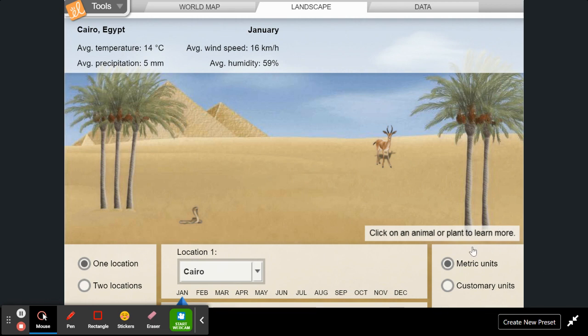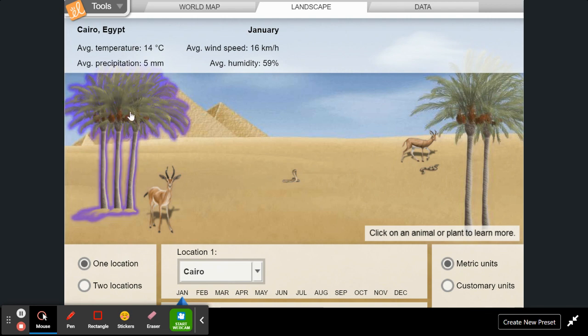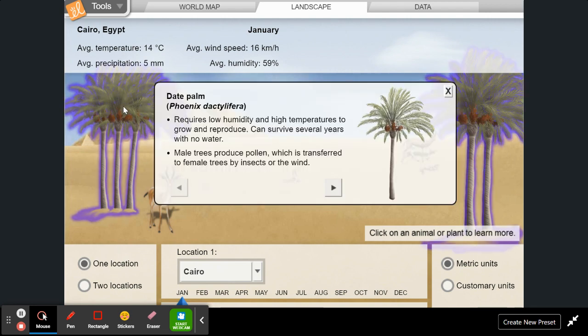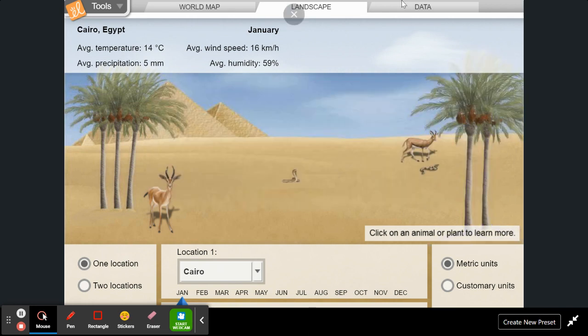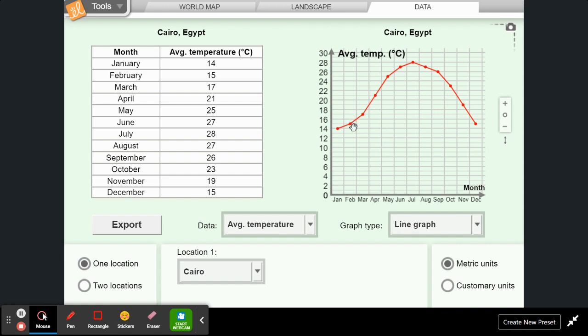I can look in metric or customary units at what is going on with average temperature and precipitation. I can get some details of some natural plants and animals. And then I can look at a data table for average temperature throughout the year.